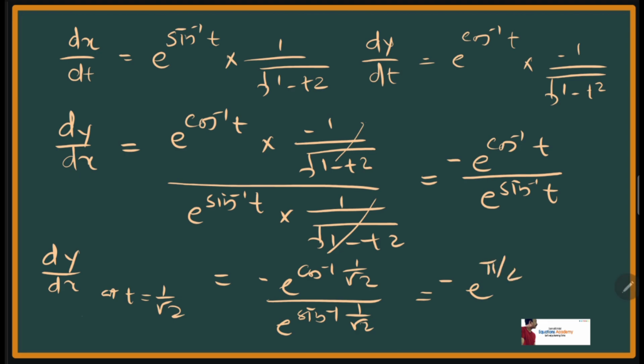So minus e raised to pi by 4 divided by, here also e raised to sin inverse 1 by root 2, we know sin pi by 4 also 1 by root 2. So e raised to sin inverse 1 by root 2 is equal to e raised to pi by 4. So minus e raised to pi by 4 divided by e raised to pi by 4 is equal to minus 1. So our answer is minus 1.